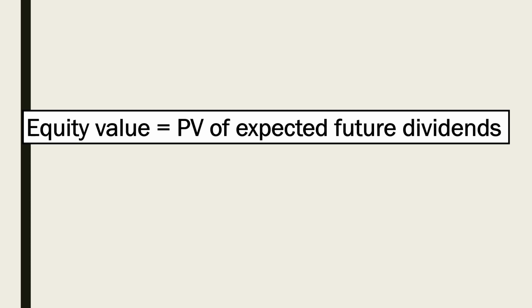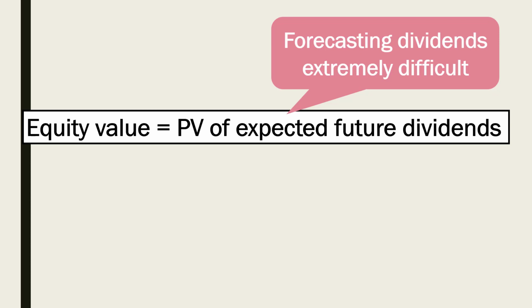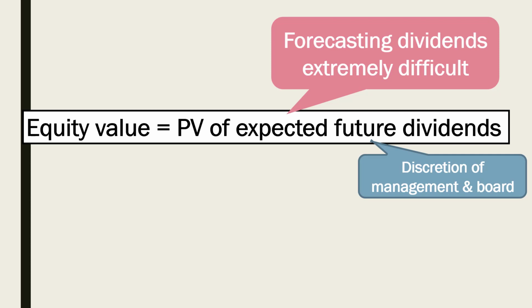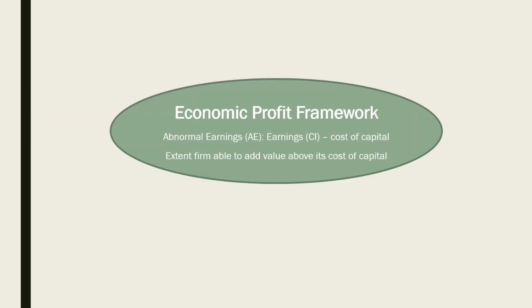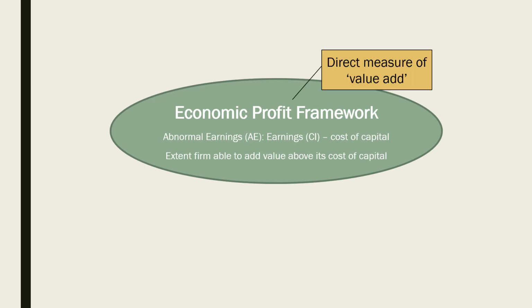The only problem with this is that it is extremely difficult to forecast a firm's dividends because it is based on the discretion of a firm's management and board of directors in deciding how much to pay in dividends each year. Another way of putting this is that dividends are not a measure of value add, but are rather a transfer of value between a firm and its equity investors. The economic profit framework looks at abnormal earnings, the difference between a firm's earnings, comprehensive income, and its cost of capital. This is a direct measure of value add.